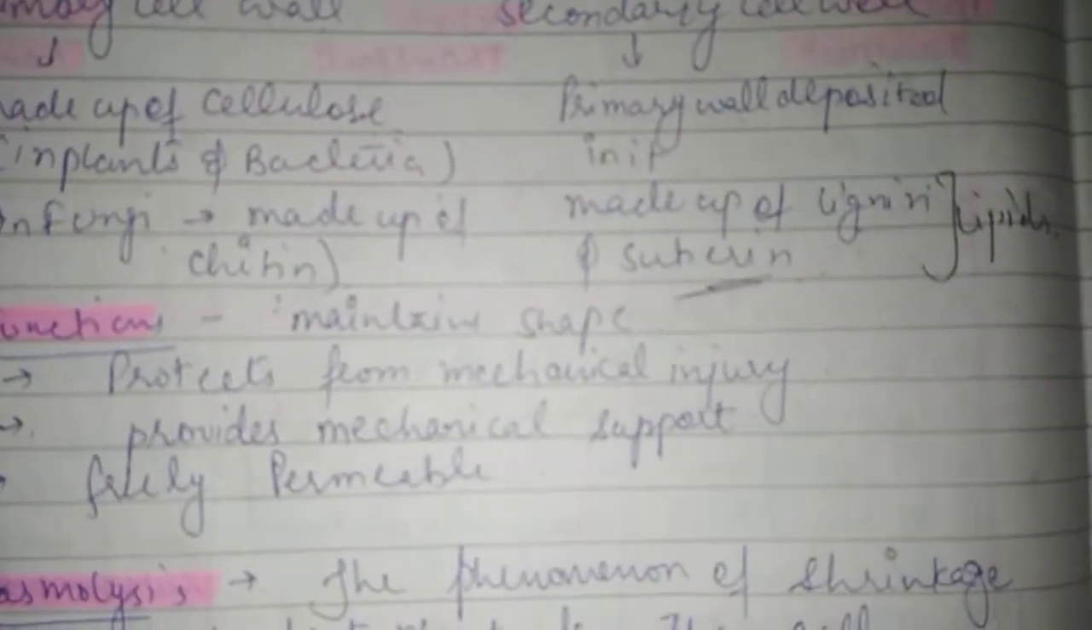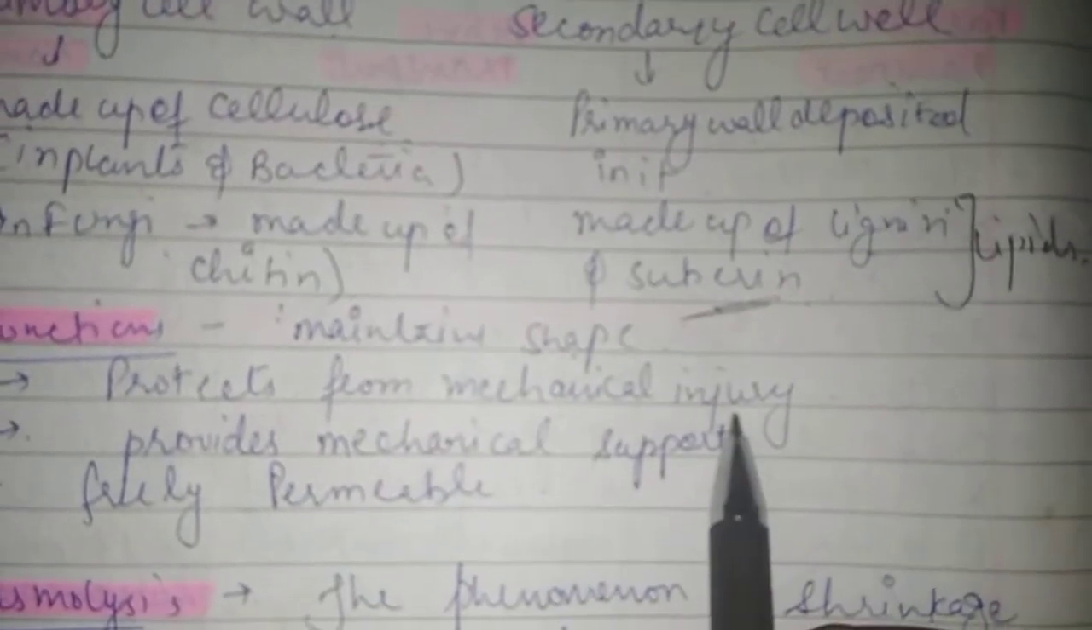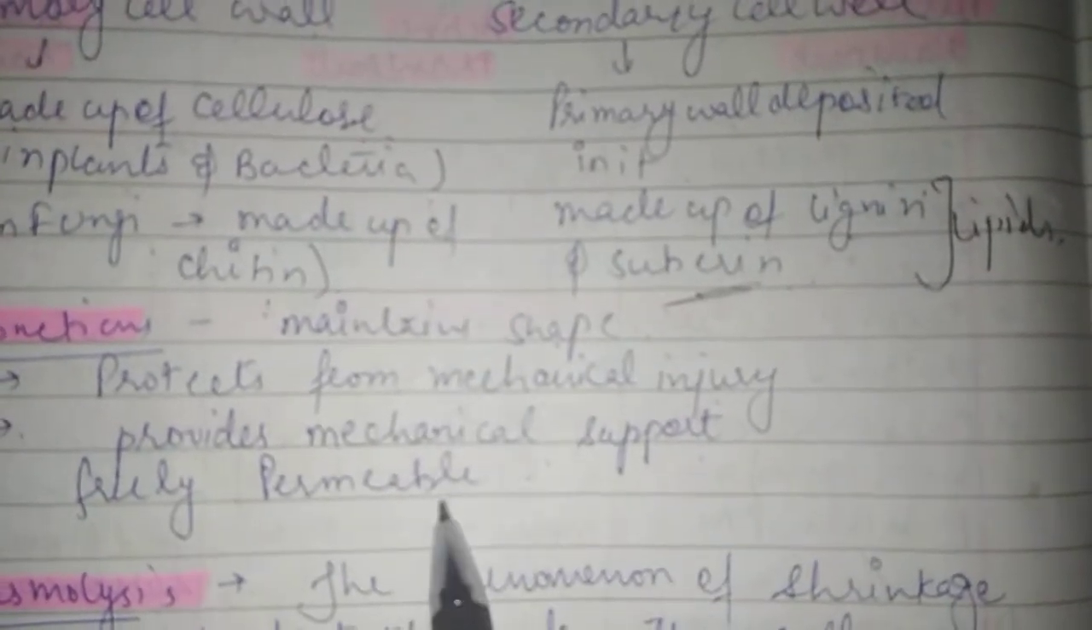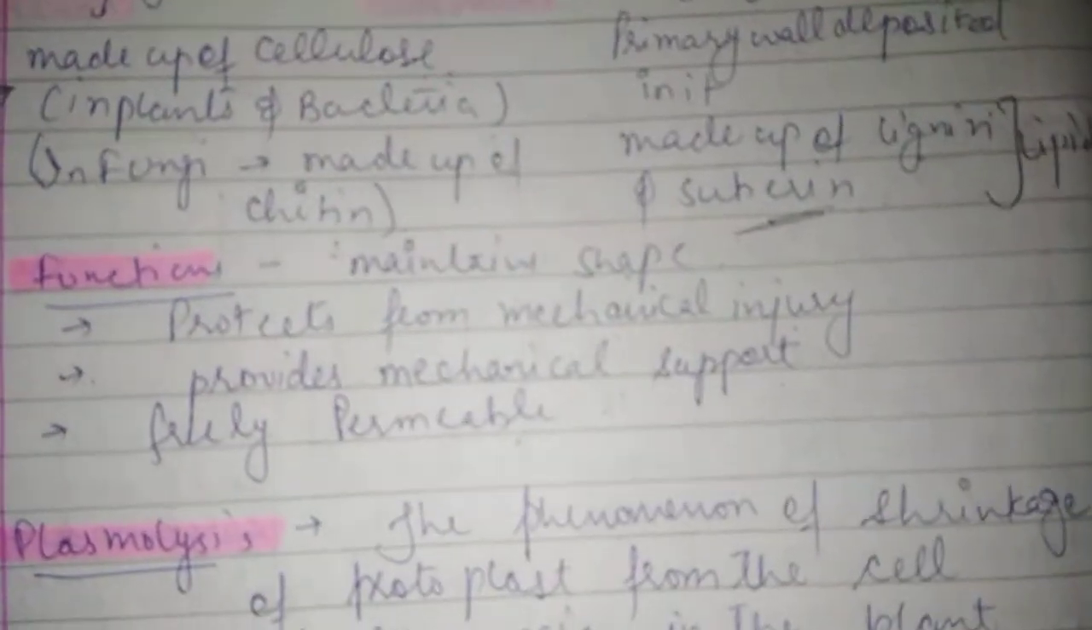And main functions of the cell wall. First, they maintain shape, they protect from mechanical injury, and they provide some mechanical support also, and they are truly permeable. Truly permeable means complete substances can pass through them.